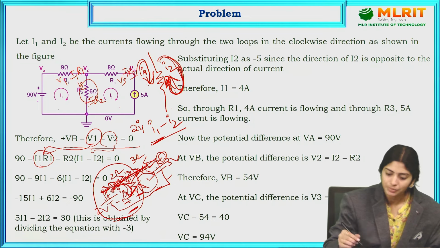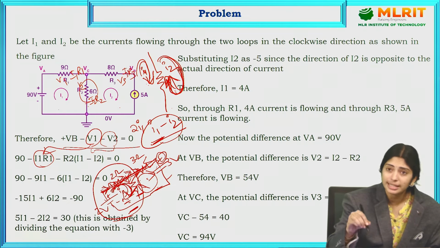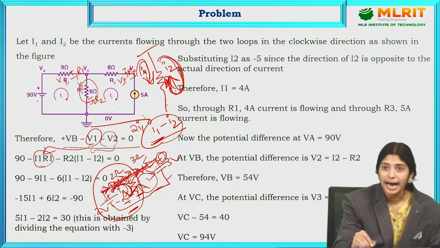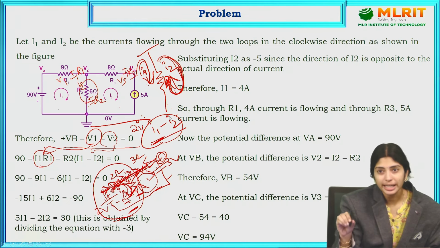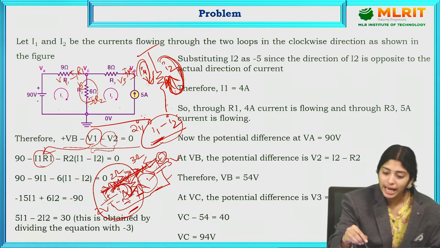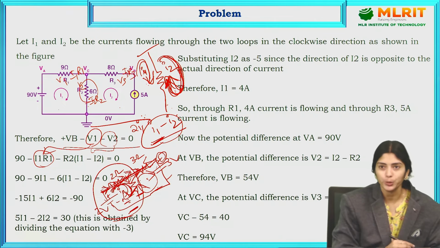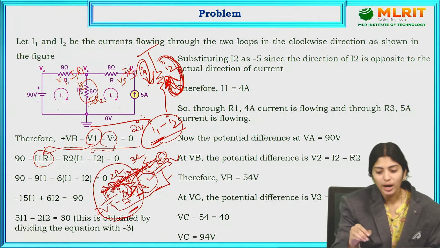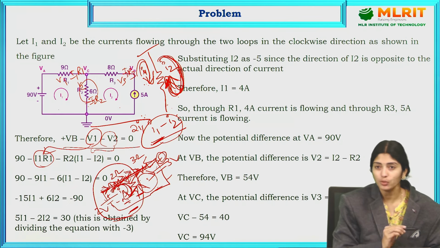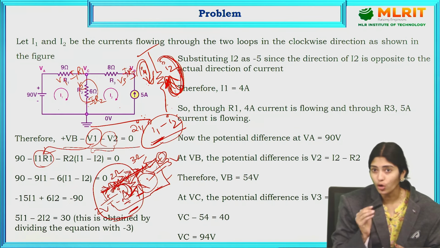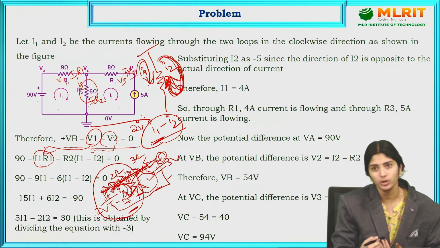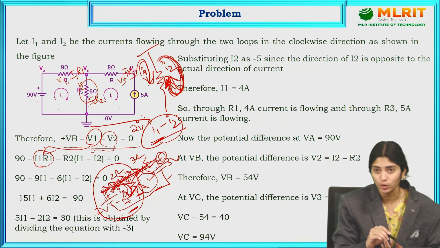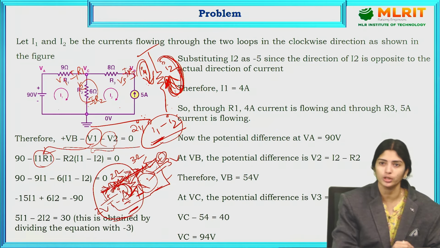But if we consider the same for loop 2, at that time we are writing the equation for loop 2. So in that case we have to consider with respect to I2. So with respect to I2, I1 will be negative at that time. So we have to consider like that. So for whatever loop we are writing the equation, we have to consider that loop. Based on that, we have to sort out the value.